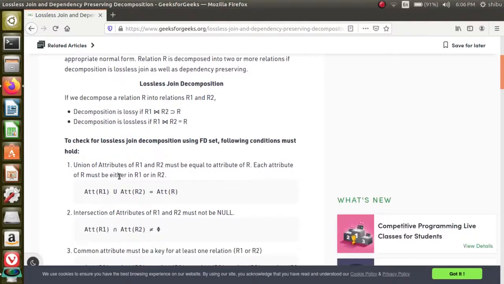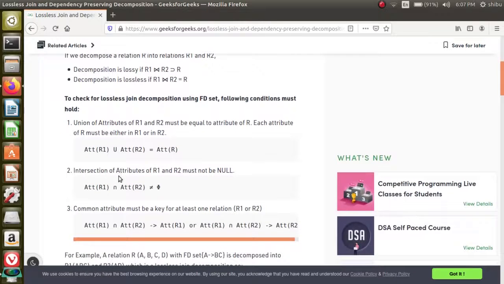To check for lossless join decomposition using a functional dependency set, the following conditions must hold. The union of attributes of R1 and R2 must be equal to the attributes of R. That means if a relation has, say, 6 attributes, and you have split it into 3 or 4 tables, then if you take the union of all those attributes, it should be the same as that of R. That is, attributes of R1 union attributes of R2 is equal to attributes of R.